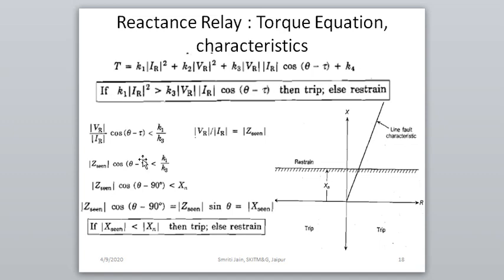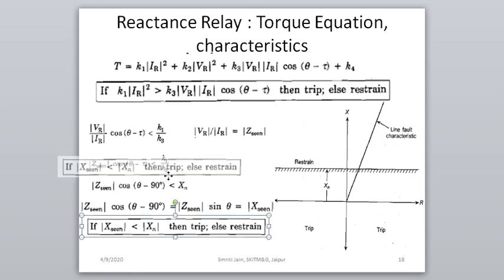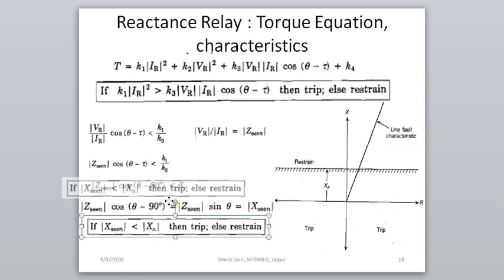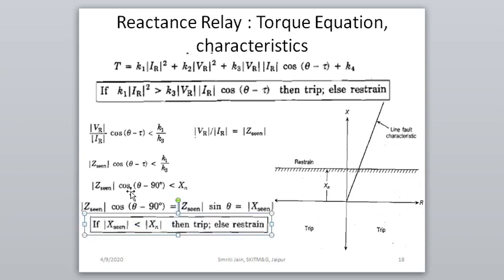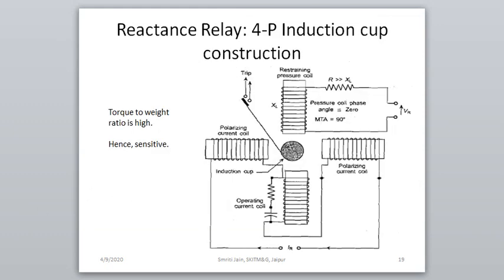This equation can be modified to this one where we can see that this tau, the maximum torque angle, can be made to be 90 and if it is made to be 90, the equation modifies to reactance curve or reactance equation. That is, if the reactance seen by the relay is less than the reactance set for the relay, then it will trip, otherwise it will restrain. So let us see its construction, four-pole construction.